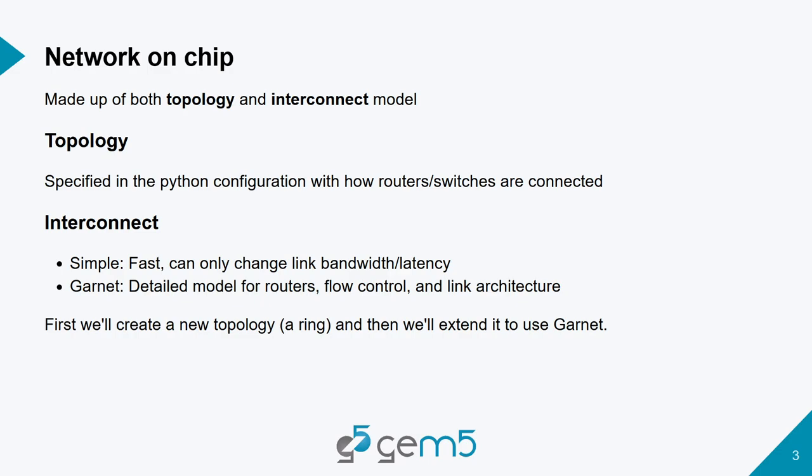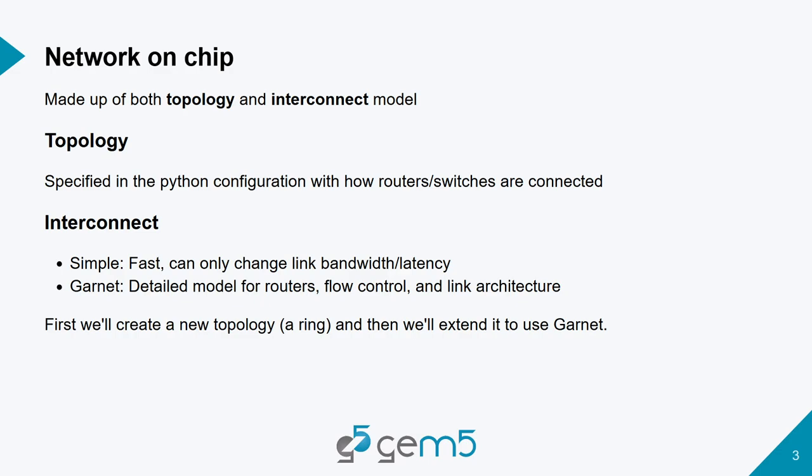So the topology, which is going to be specified in our Python configuration, as we'll see, is how these routers and switches are connected together. Is it a mesh? Is it a ring? Is it a crossbar? Is it all-to-all? These kinds of things. And then the interconnect, we have two different interconnect models in gem5.